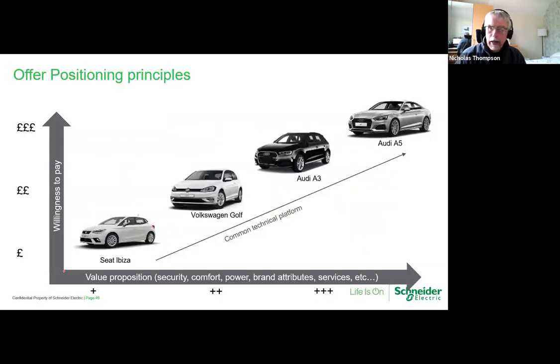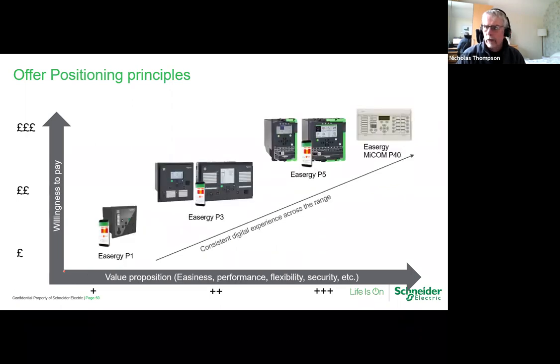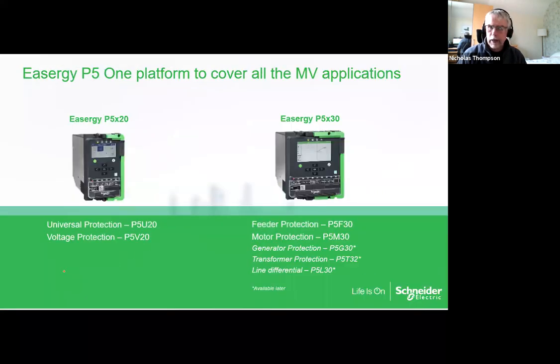Moving on, where's Schneider going? Well, like cars, like the VAG group, you want a common platform, and this is exactly what we're doing with the protection relays. So everything will be on one common platform with one common software for programming. And these are just some of the relays that we have brought out recently. Instead of having dedicated relays for specific functions, we've got a universal relay. So you pick the function, you pick the application when you're programming it. So it helps with simplicity, or you can have dedicated ones if you need to.